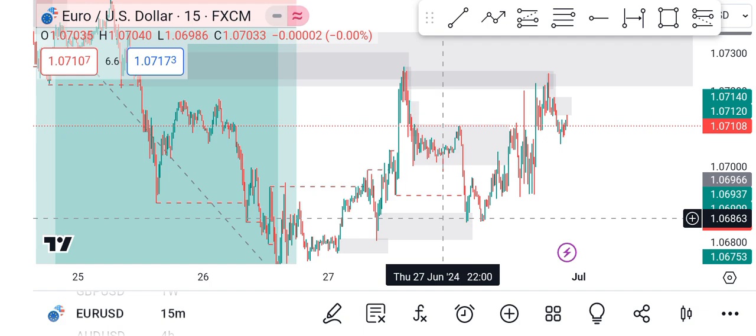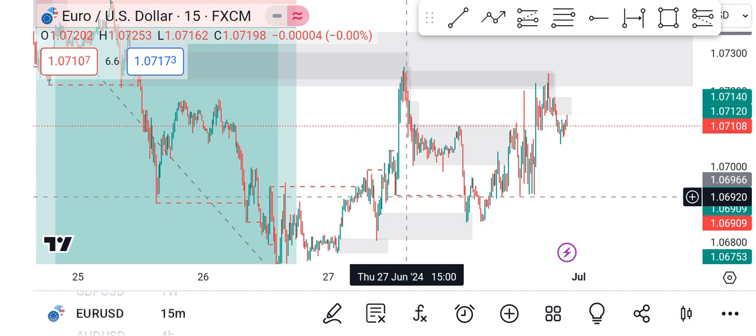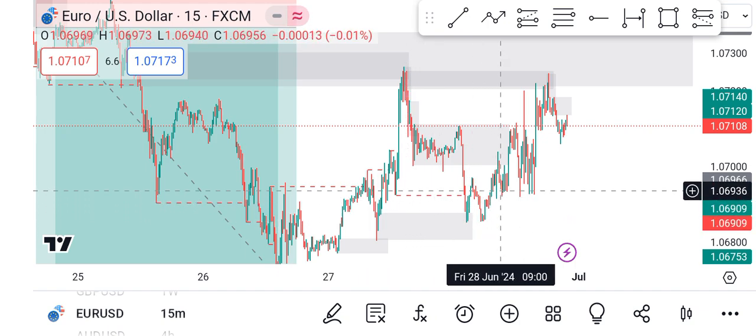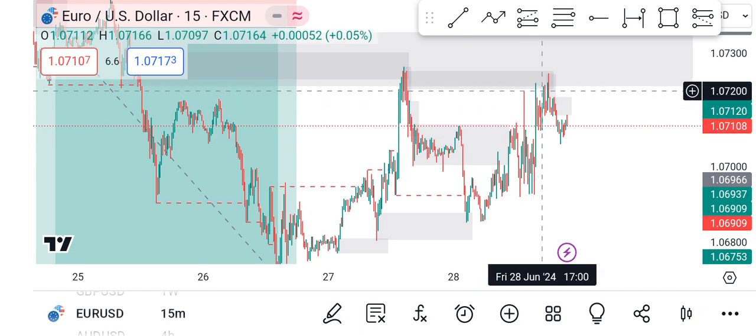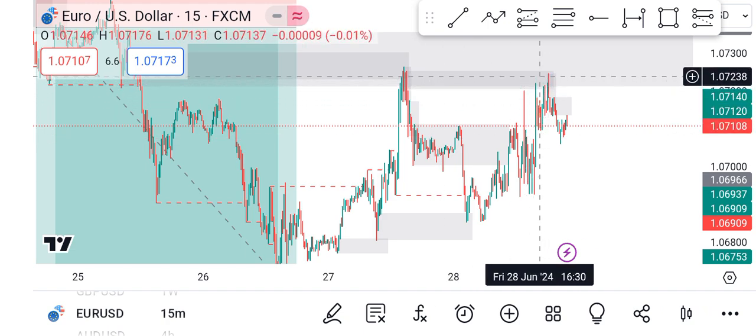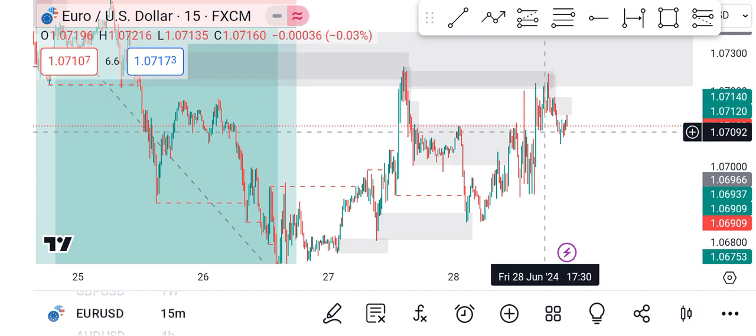This other block was just to facilitate the pullback. We had the market structure shift here. Then you can see the market did not break another structure, did not go below the low. Then the market went all the way up to facilitate the pullback. When we tapped into this 50 minutes, you can see we had a small market structure shift here.